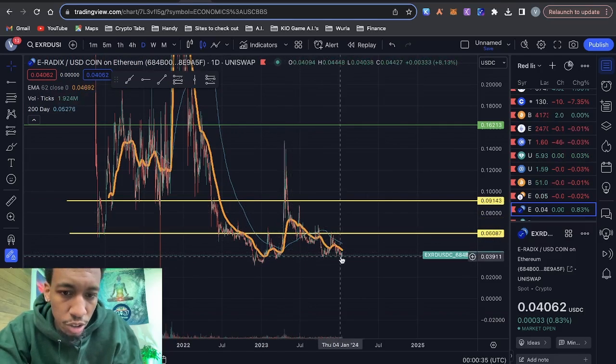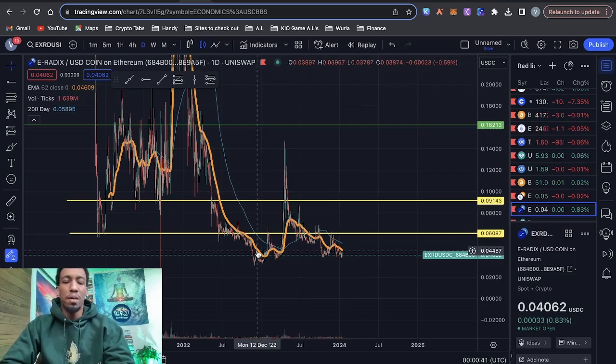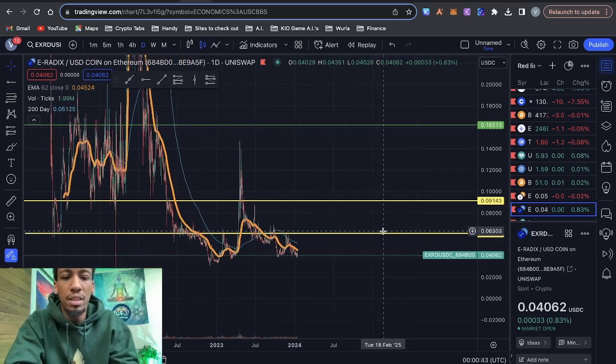You know, we're in this downward trend. Eventually we're gonna break out of this and start making our way up. So yeah, the more profits I take on other projects, the more I'm gonna be putting into Radix.